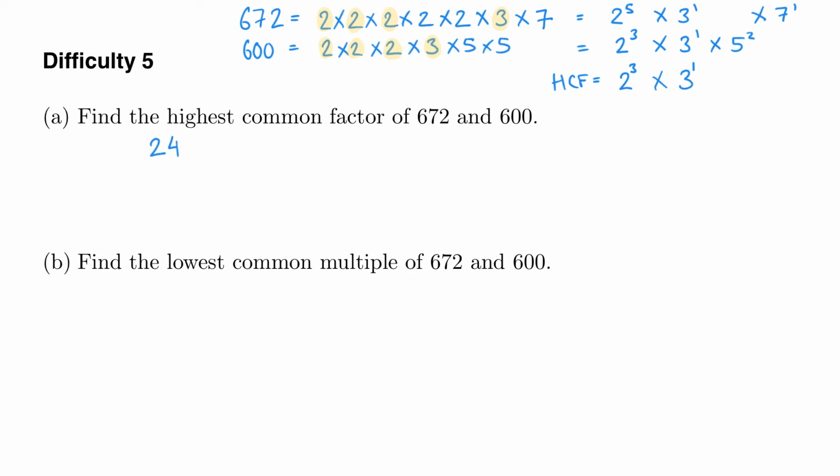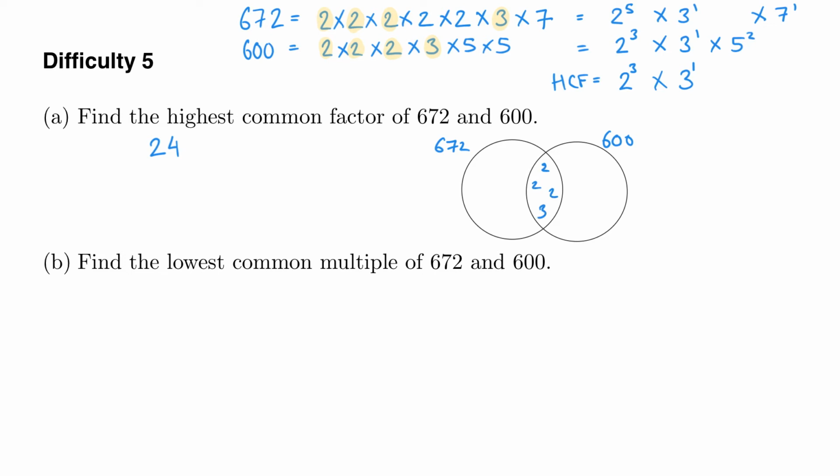Some teachers like to teach this using Venn diagrams, so I'll just quickly demonstrate what that looks like. What we need to do is fill in the prime factors of 672 and 600. It's easiest to start with what they've got in common. So each of these have got 3 2s and a 3 in common. So I'm going to put in 3 2s and a 3 like that.